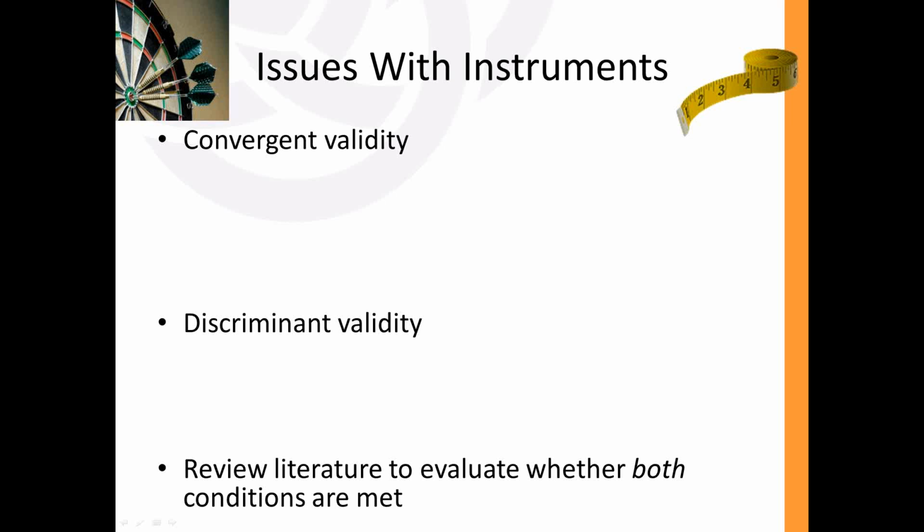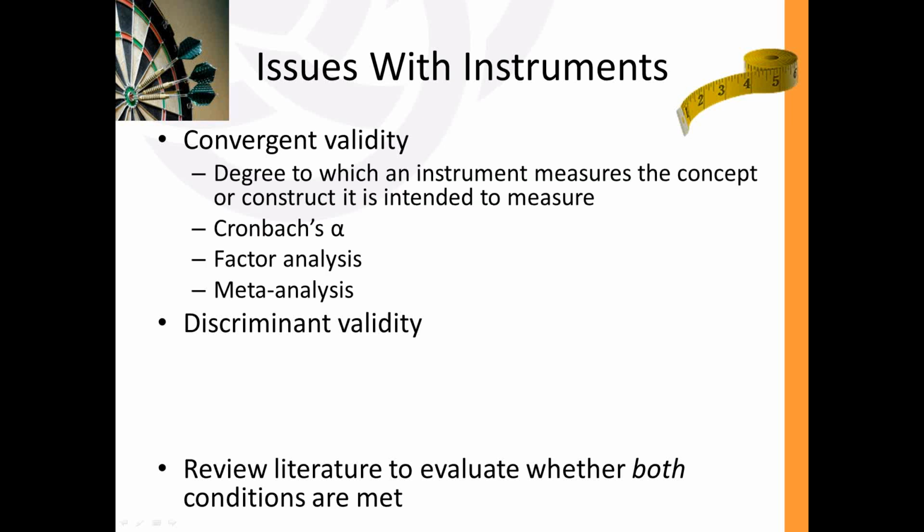So convergent validity is the degree to which an instrument actually measures the concept or construct it is intended to measure. And this is evaluated using different techniques. So things you're looking for when evaluating the convergent validity of an instrument are Cronbach's alpha, whether a factor analysis was conducted, and sometimes you'll see that meta-analyses have been conducted to establish convergent validity of an instrument. Very briefly, Cronbach's alpha is the consistency of items within a scale.